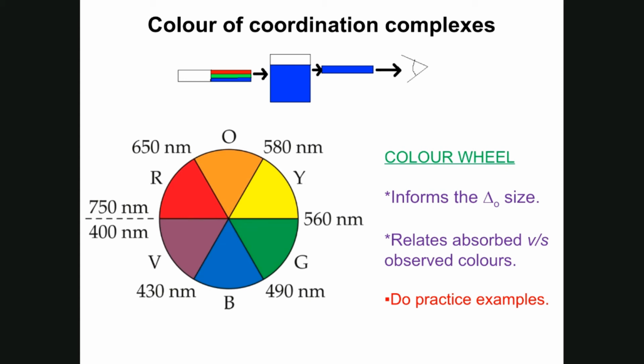Someone can say, if a complex absorbs a red color, how will it look to your eye? Then you just look across. If an object absorbs violet, how will it look to your eye? Then you just go across. If it absorbs that, you just go across. But if it absorbs this, does it mean that the splitting is large or small? That is another question that you can answer.